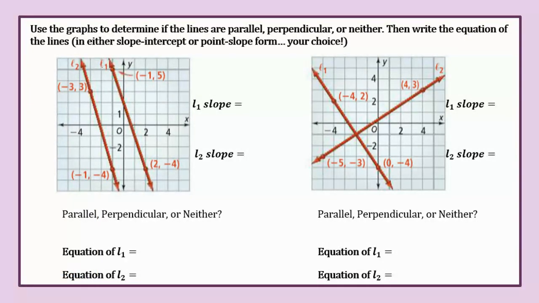Let's find the slope of line 1. Here's line 1. So you're going to go down 1, 2, 3, 4, 5, 6, 7, 8, 9, and over 1, 2, 3. -9/3 means I have a slope of -3. Line 2, down 1, 2, 3, 4, 5, 6, 7, and over 1, 2, 3.